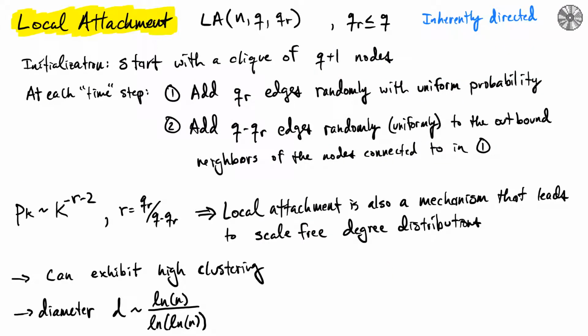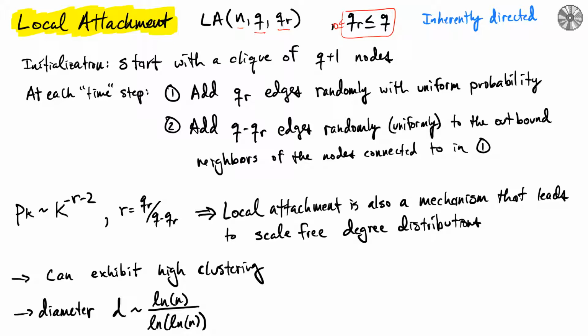The next model we'll consider is called local attachment, and it takes in 3 parameters: the number of nodes, the same Q parameter, and another parameter Q_R. And Q_R has to be less than Q. It's also greater than 0. And these are integers. And so this is inherently a directed graph.